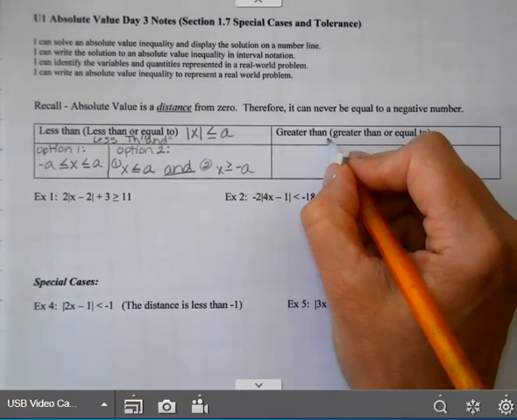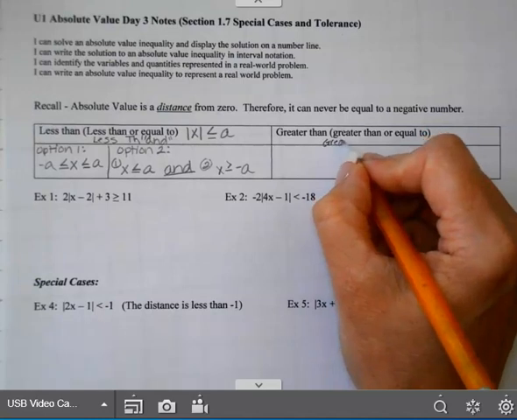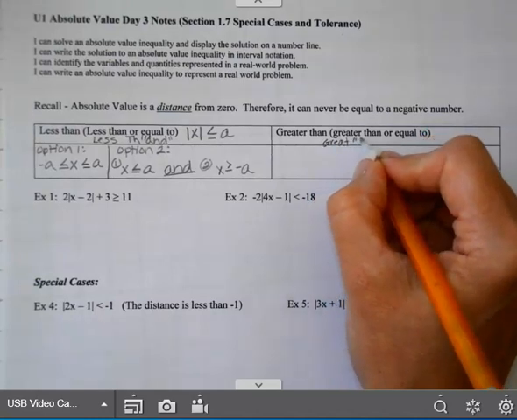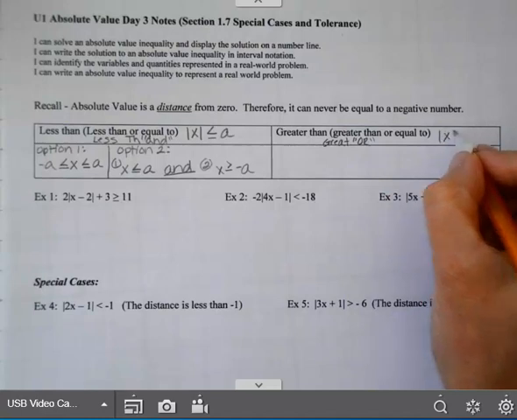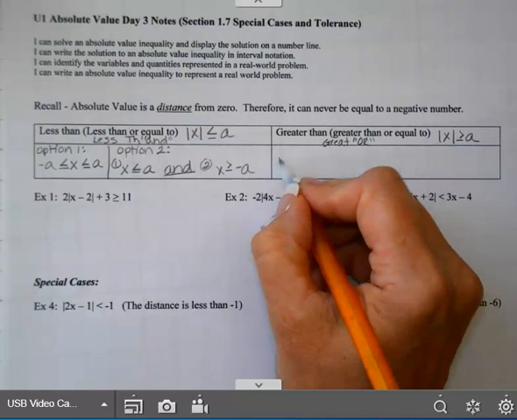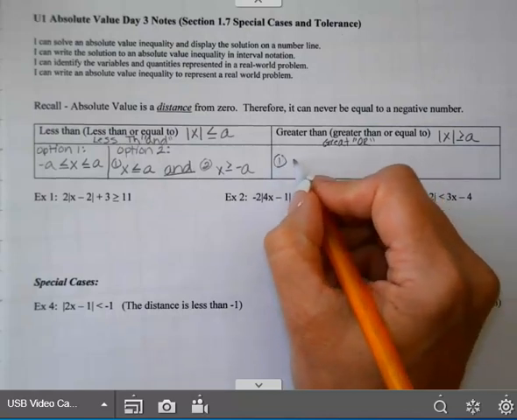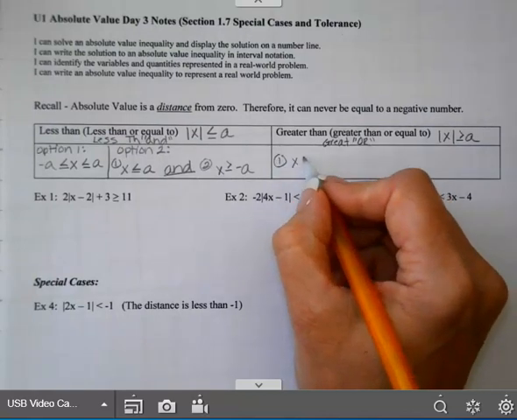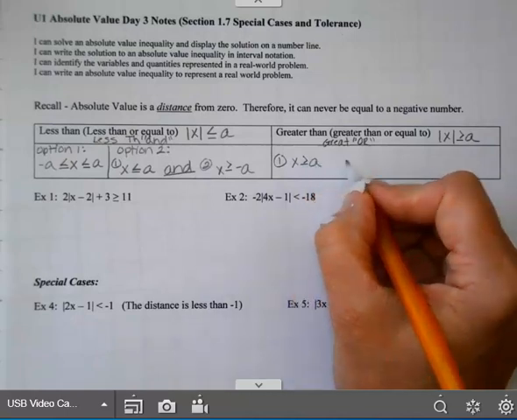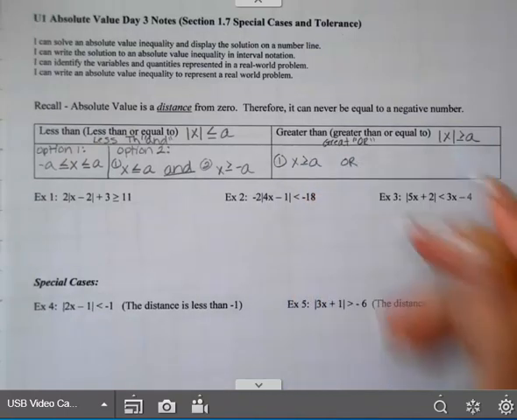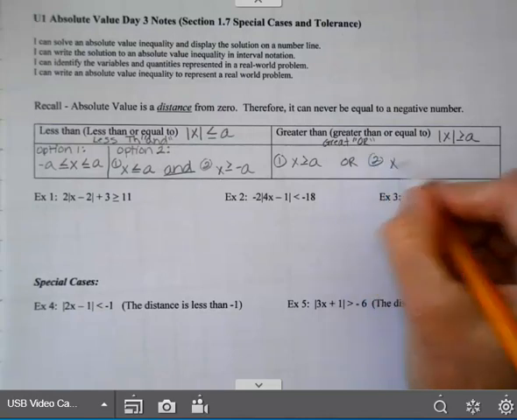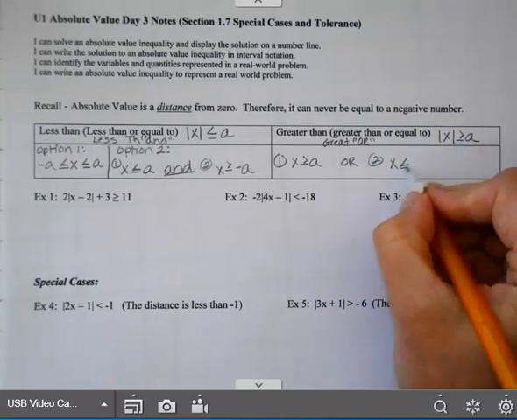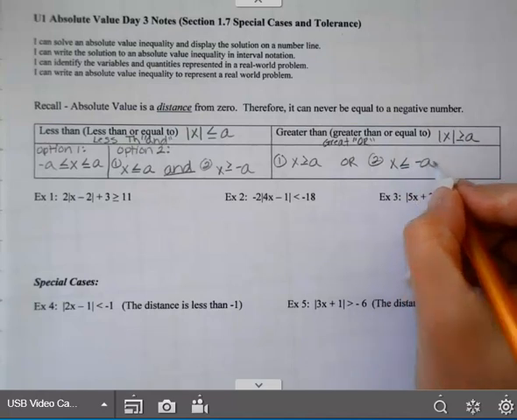On the greater than or equal to, I have absolute value of x is greater than or equal to a. You only have one option on these. The first one, you remove it as it's written. You include the conjunction or, and your second one is x, reverse the inequality and take the opposite.